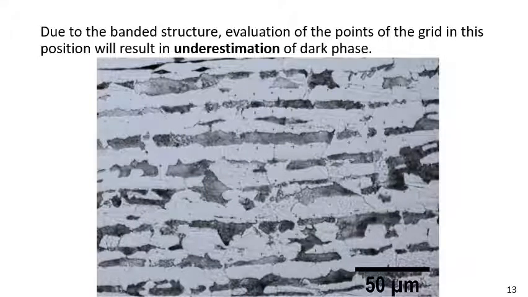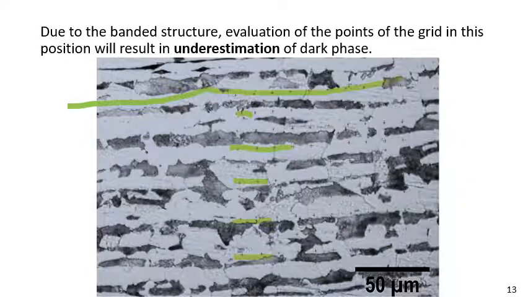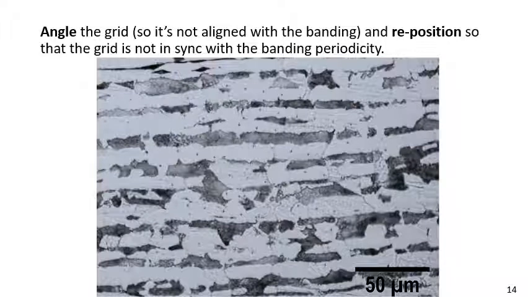Here, if I just move my overlay down a little bit, I'm going to have the opposite problem. Now I'm in the light phase, so for this almost entire row, and this row, and this row, and so on, I am going to underestimate the amount of dark phase. So here's the approach to overcoming that periodicity. Now I have rotated my grid so that it does not coincide and crosses at least one or two of each of those bands with each row.